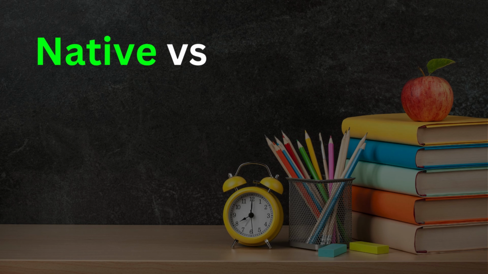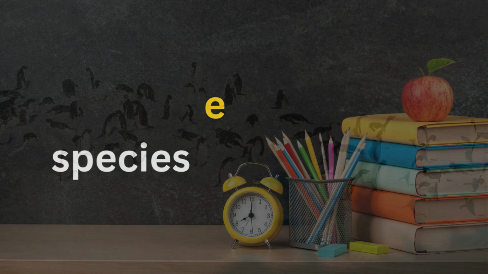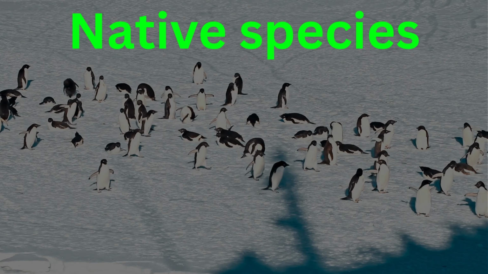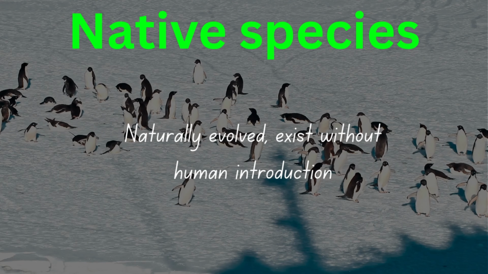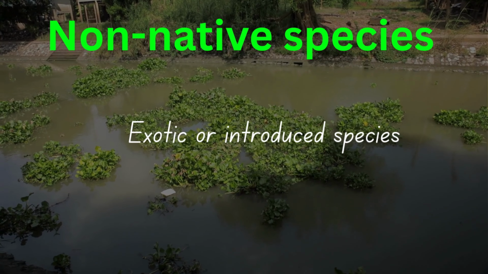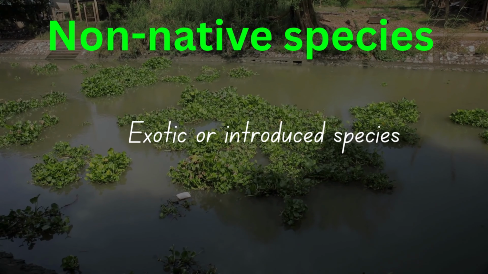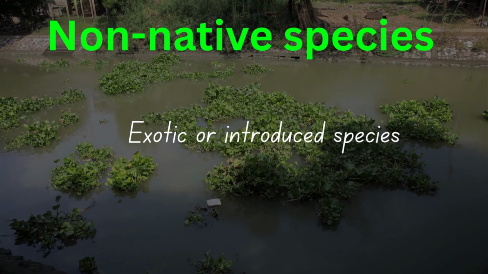Now that we understand what invasive species are, it's important to distinguish them from native and non-native species. Native species are organisms that have naturally evolved and exist in an ecosystem without human introduction. Non-native species, also called exotic or introduced species, are those brought into an ecosystem by human activities, but they do not necessarily cause harm.